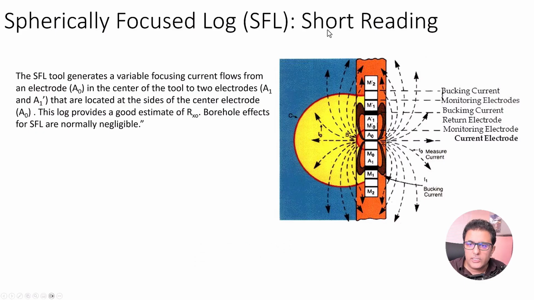So this figure shows how this device works. As you see, this device has a central electrode, A0. Just let me highlight it for you.